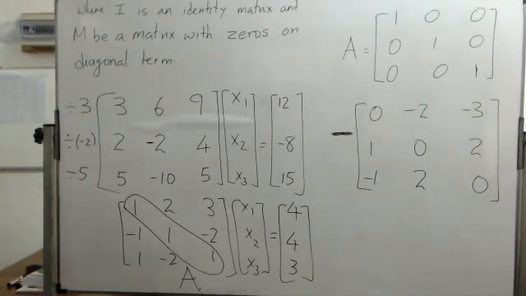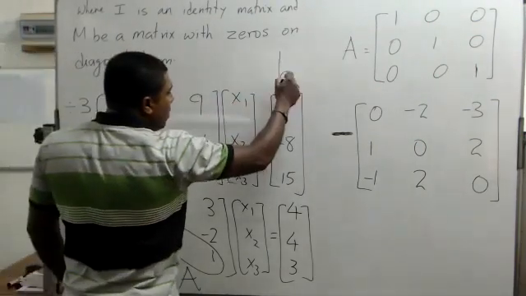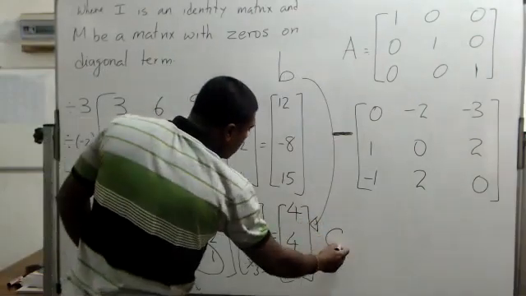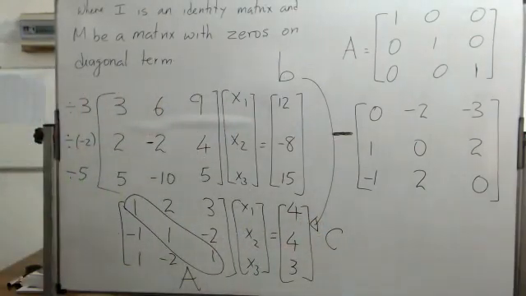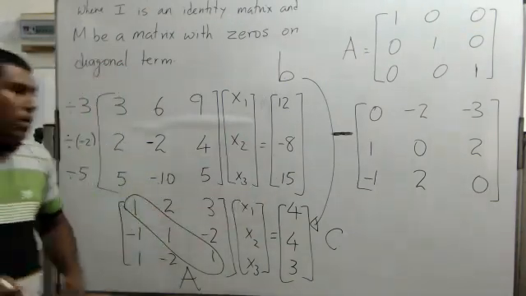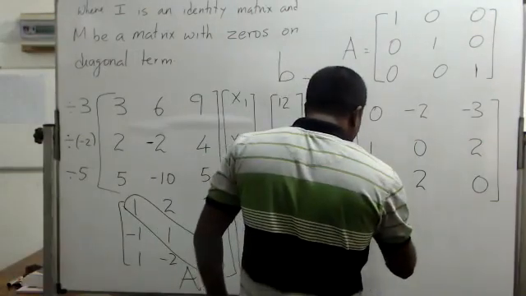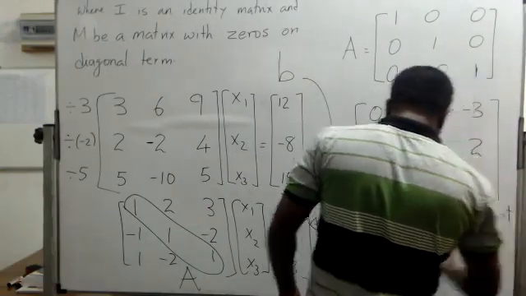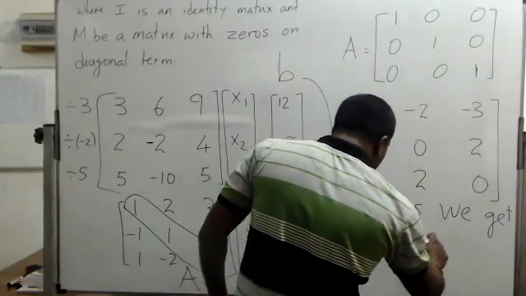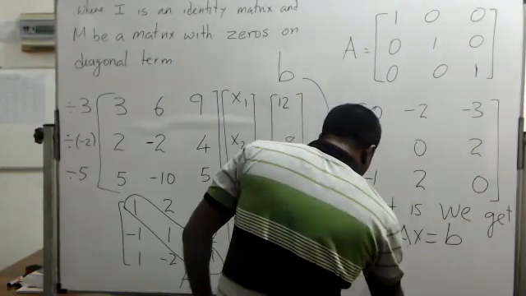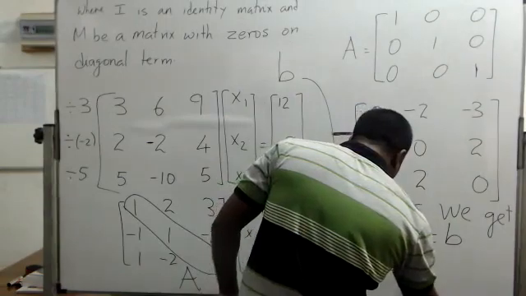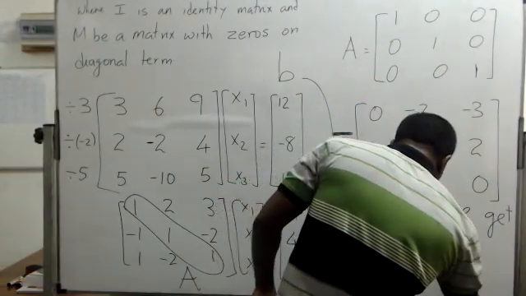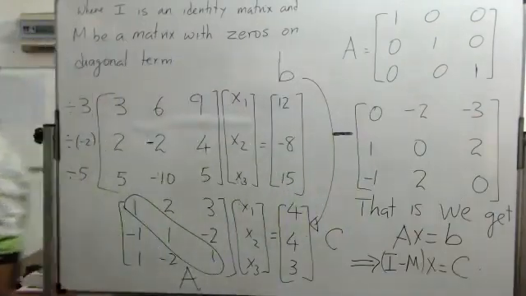In that process you can see that this is your B, but when you do that it becomes a new vector C. So you notice that when you are converting the matrix A as I minus M, you change the right hand side vector as well. This is what you get.